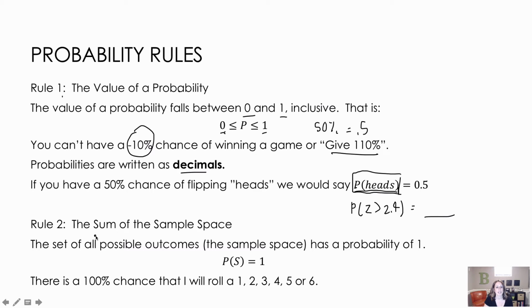Rule number two is the sum of the sample space, which means if I added up all of the different probabilities, it needs to add up to 1. So there's a 100% chance that I'll roll a 1, 2, 3, 4, 5, or 6. To roll a 1, I have a 1 in 6 chance. To roll a 2, I have a 1 in 6 chance, and so on, all the way out to 6. And if I add those up, that's 6 out of 6, or 1. So no matter what we have going on, whether or not they're equal probabilities or not equal, we know that in total, the probability is equal to 1.